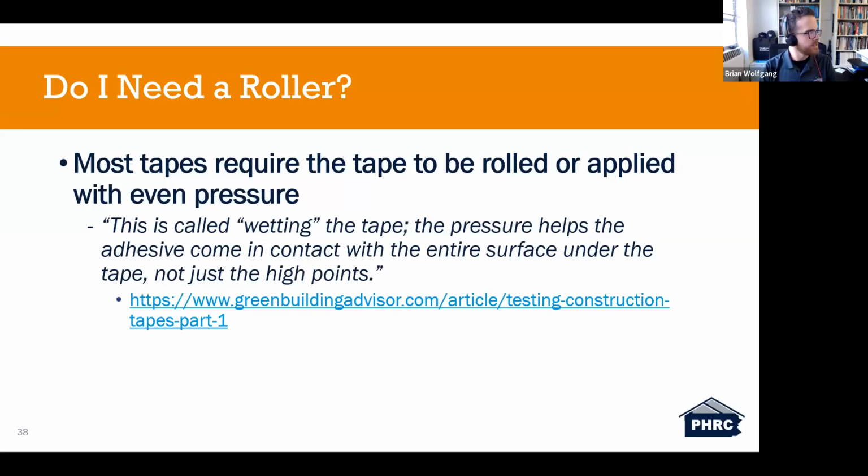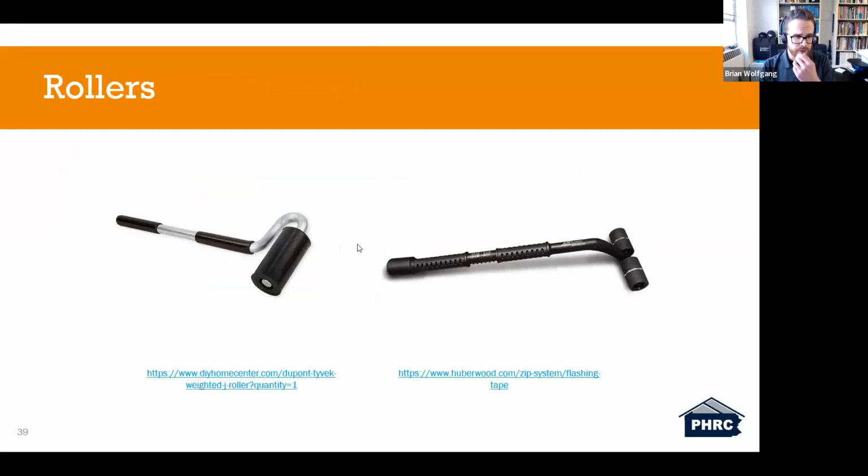It's just incredibly difficult to do. So that process of applying pressure, this is coming from Green Building Advisor, one of the best resources when it comes to talking about different building enclosure products. That process is called wetting the tape. The pressure helps the adhesive to come in contact with the entire surface under the tape, not just the high points. So that brings up an additional point as well. The ability of that tape to adhere to a substrate often depends on the texture of that surface underneath. So you can use that roller to make sure you're adhering to some of the more rough surfaces that you might find you're trying to adhere to. So you really can't get away without rolling it. So what do those rollers look like?